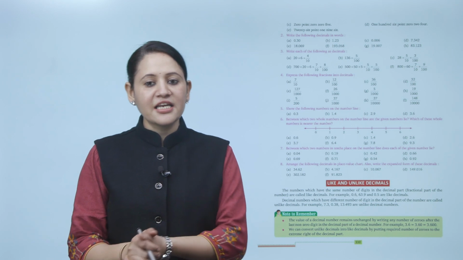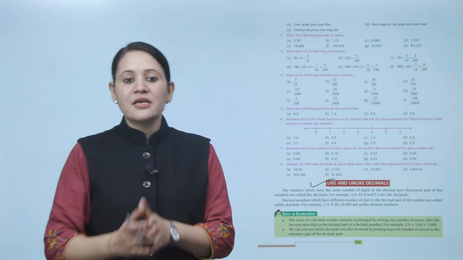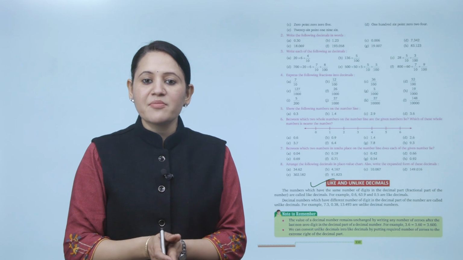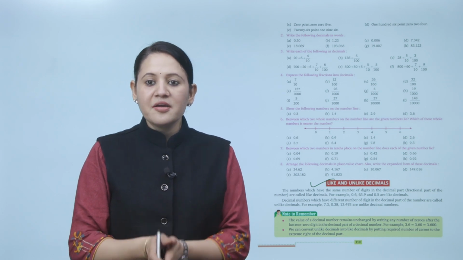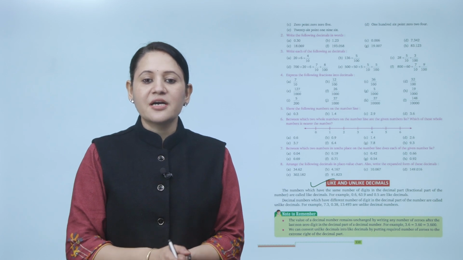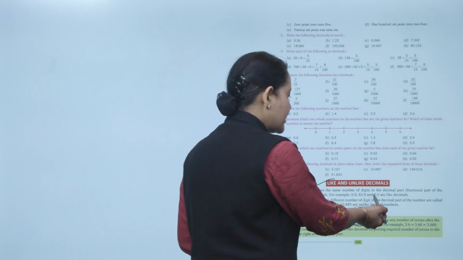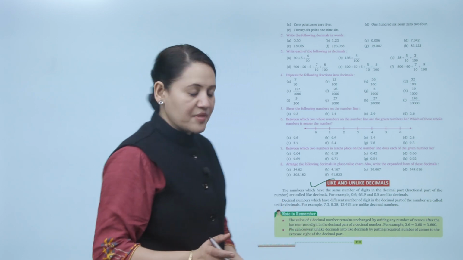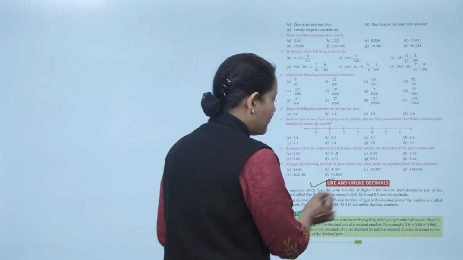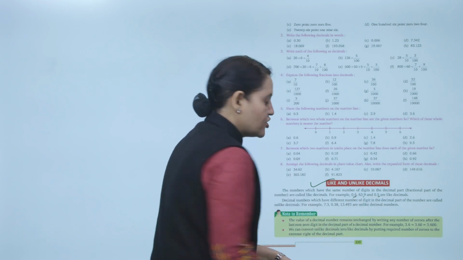Next is like and unlike decimals. The numbers which have the same number of digits in the decimal part, means the fraction part of the number, are called like decimals. For example, 0.6, 63.9 and 0.5 are like decimals because the number of digits after the decimal are the same. Here 1, 1 and 1. So all these are like decimals.